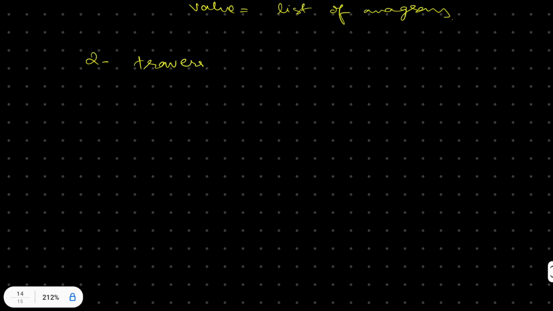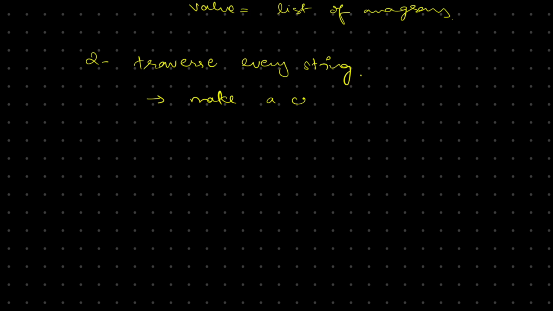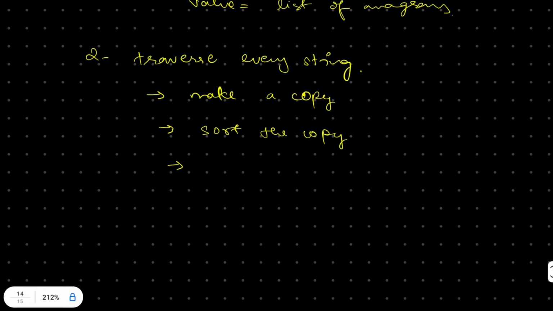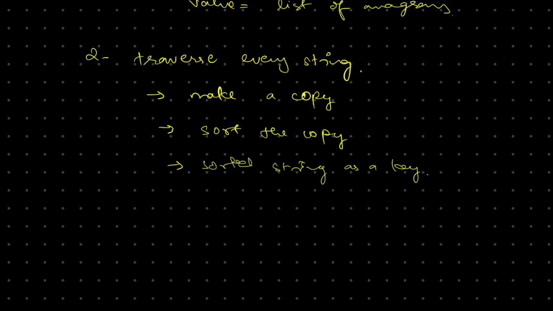In the second step, traverse every string, and for each string, what we're gonna do is make a copy, then sort the copy, then we will use the sorted string as a key. Okay, then we will push the original string into the hash map.